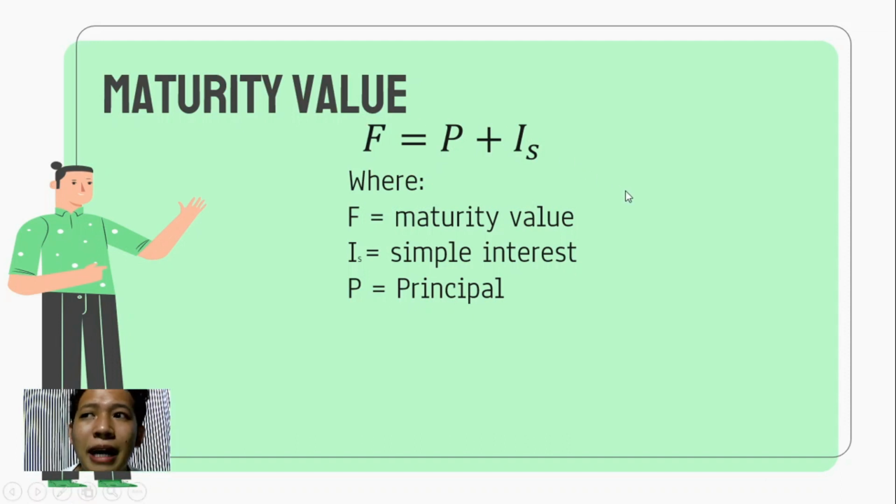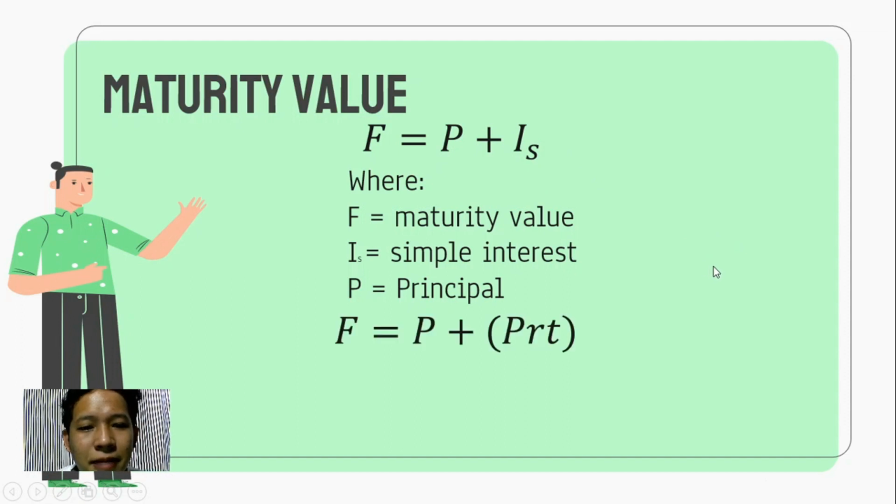Pero paano kung hindi pa natin alam yung amount ng simple interest natin? Are we going to compute it separately? Pwede naman po, but there is another way or a shortcut for us to solve for the maturity value. So, since alam natin that the simple interest is equal to PRT, then we replace I sub S by PRT. So, magiging ganito po.